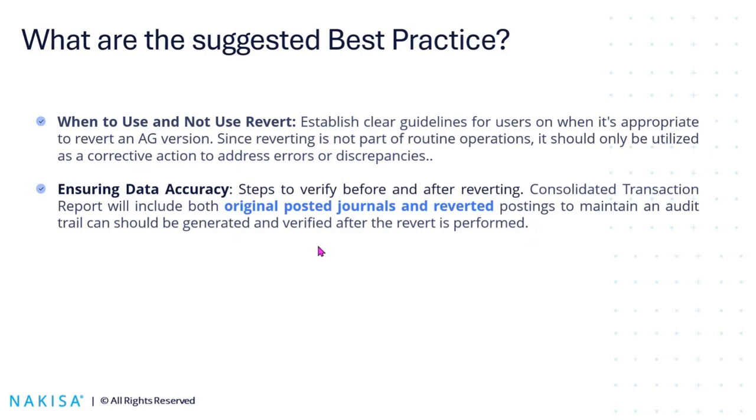And also, the next thing you can do is to verify before and after the revert is done. So as I mentioned, the consolidated transaction report will include both your original posted journals and the reverted. So we can go through that and show you an example as well.